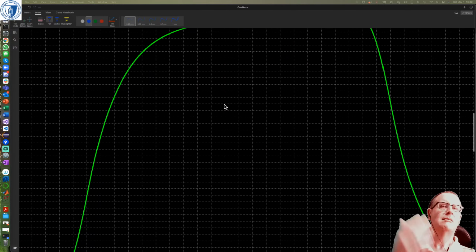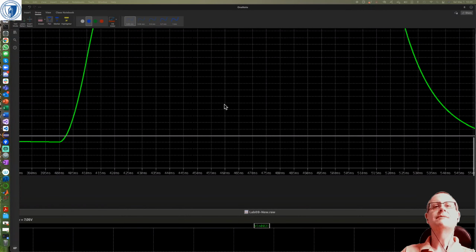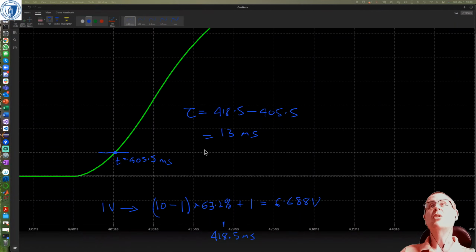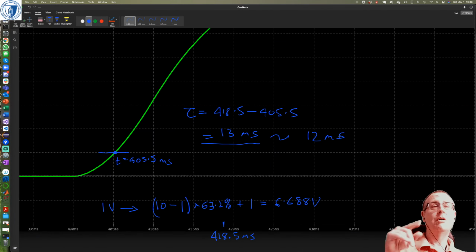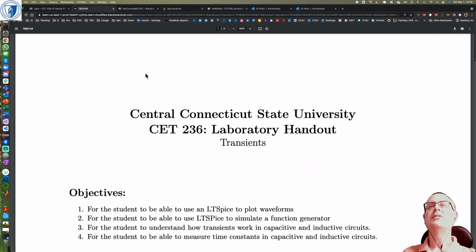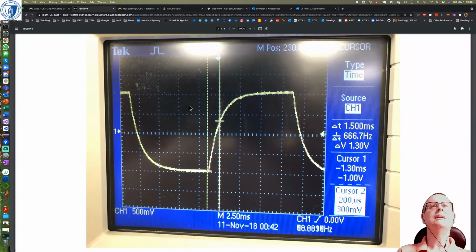So by very rough measurement on the graph here, I got a tau of 13 milliseconds, which for me is close enough to the 12 milliseconds, right? If we were doing this in a physical lab, we wouldn't be able to do it even this accurately. We'd have to do it using the oscilloscope, right, which is what I think the lab has a picture of. It actually might be a little bit better because the oscilloscope has cursors that actually work.